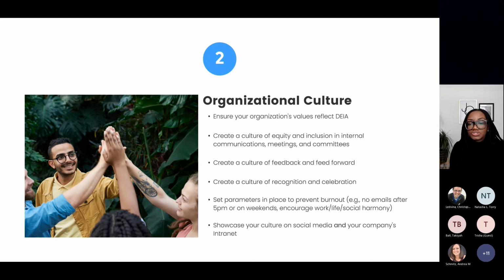Also a culture of celebration. So celebrating large and small wins and milestones. So just even if at the end of a meeting you have a little section about bragging rights, and you just kind of go around the room, the virtual room or the in-person room, and you just share what their recent accomplishments are, personally or professionally. That's how you create a culture of recognition and celebration.